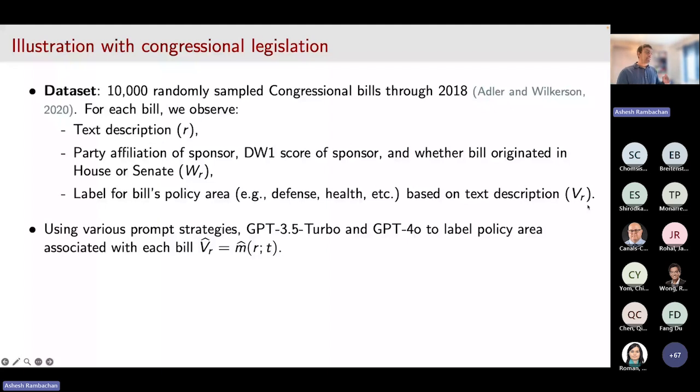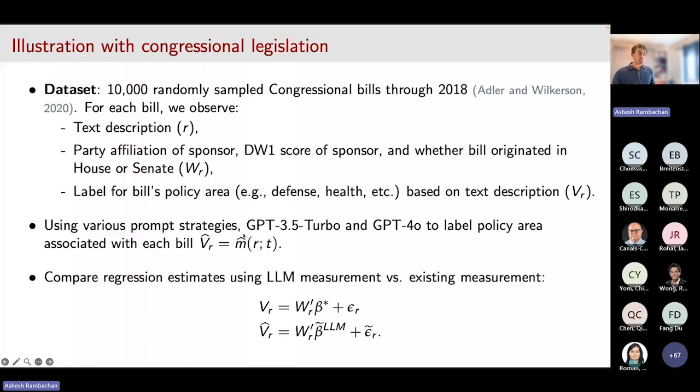Then what I'm going to do is take, at this point, 3.5 Turbo and 4.0 with various prompt engineering strategies from the CS literature to label the policy area associated with each bill, V hat. And then I'm just going to compare two regressions. The first regression will be the one that uses the ground truth and reports beta star. And the second will be the one that just plugs in large language model estimates and reports beta tilde LLM for different choices of models and different choices of prompt engineering strategies.